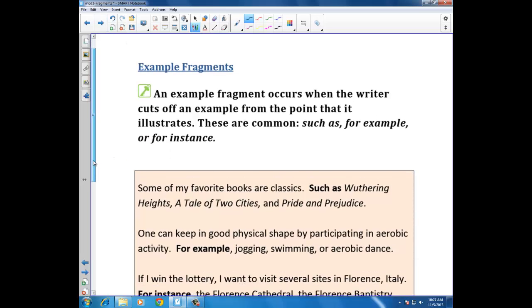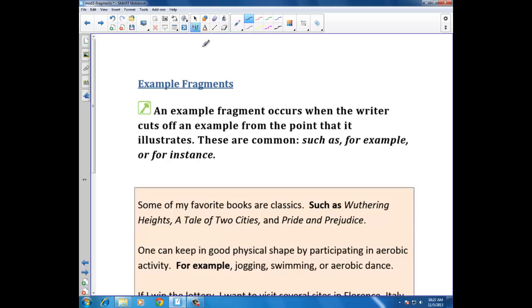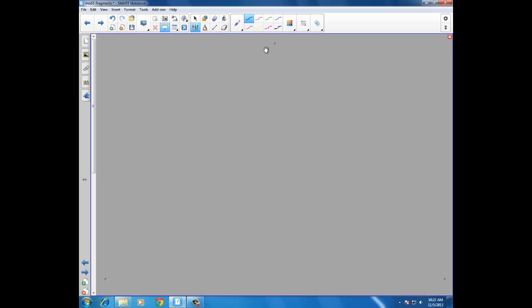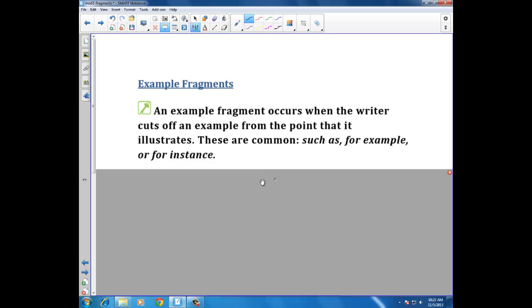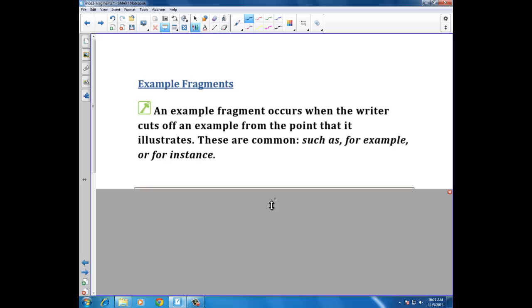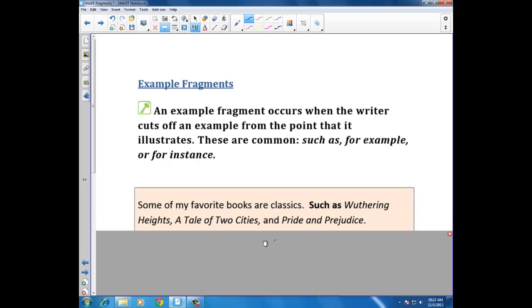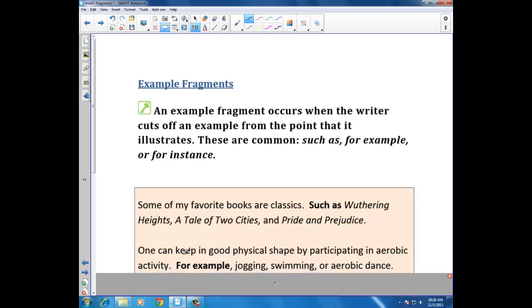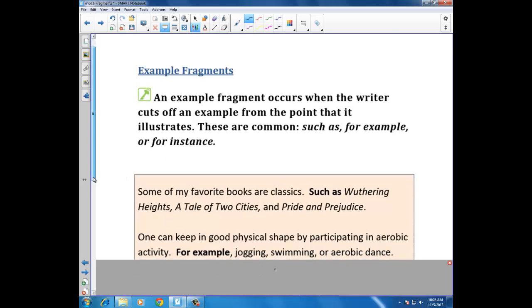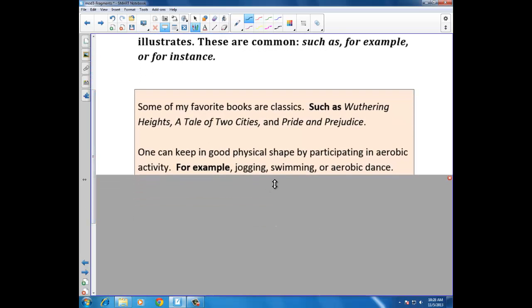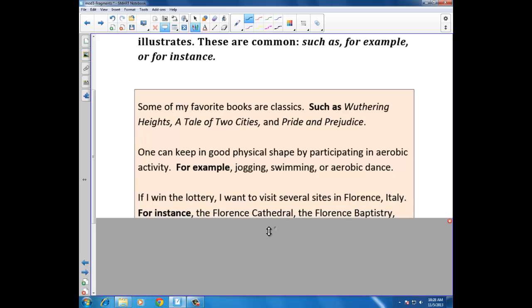A final type of fragment is an example fragment, and an example fragment occurs when the writer cuts off an example from the point that it illustrates. These are common, such as, for example, and for instance. Some of my favorite books are classics, such as Wuthering Heights, A Tale of Two Cities, and Pride and Prejudice. One can keep in good physical shape by participating in aerobic activity. For example, jogging, swimming, or aerobic dance. If I win the lottery, I want to visit several sites in Florence, Italy.